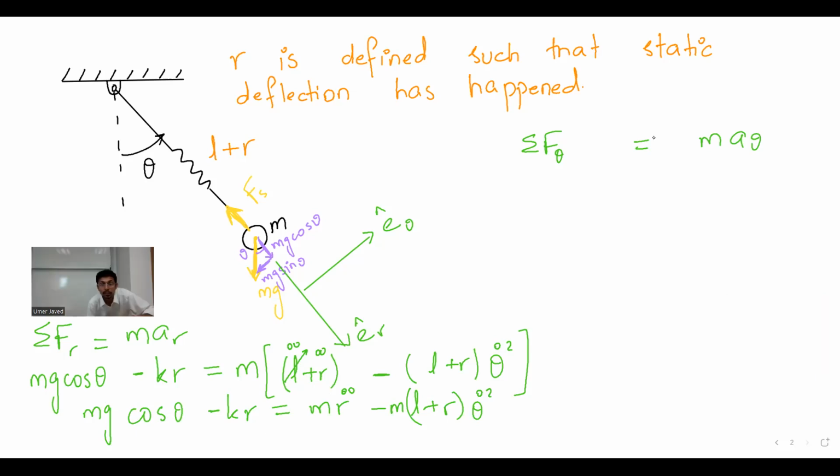And we have a lot of students who are saying, why don't you write it like m r double dot minus m L plus r theta dot square minus mg cos theta plus kr equal to 0. Now what is left is for you guys to do this. Now I am 100% sure you can do summation of forces in the theta direction. If you can all please tell me how would you approach summation of forces in the theta direction is equal to.